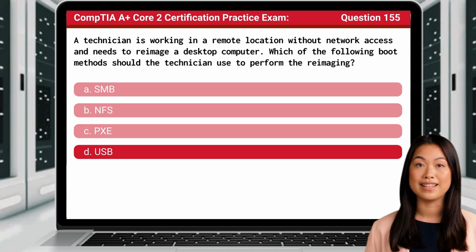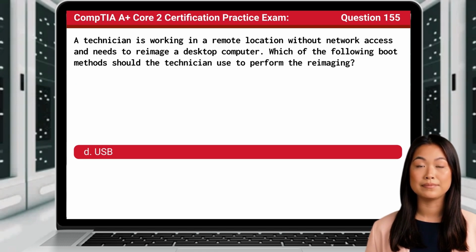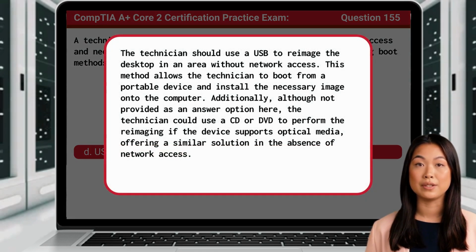The answer is D. USB. The technician should use a USB to reimage the desktop in an area without network access. This method allows the technician to boot from a portable device and install the necessary image onto the computer. Additionally, although not provided as an answer option here, the technician could use a CD or DVD to perform the reimaging if the device supports optical media, offering a similar solution in the absence of network access.